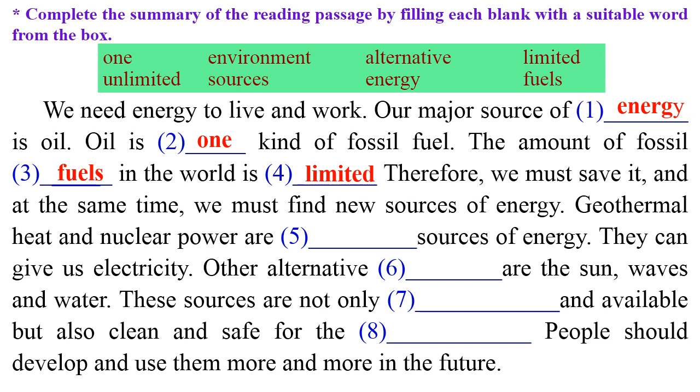Geothermal heat and nuclear power are alternative sources of energy. They can give us electricity. Another alternative sources are the sun, waves, and water. These sources are not only unlimited and available, but also clean and safe for the environment. People should develop and use them more and more in the future.